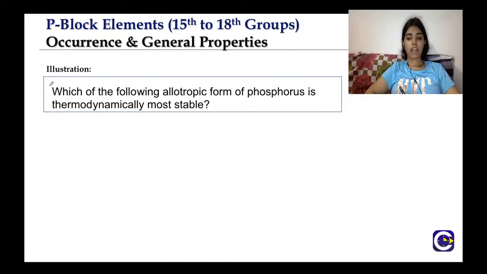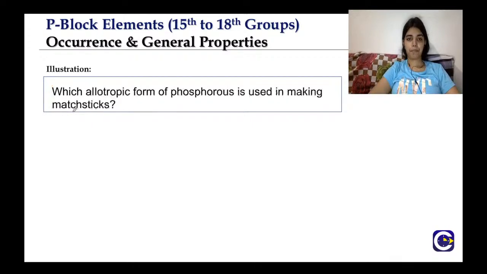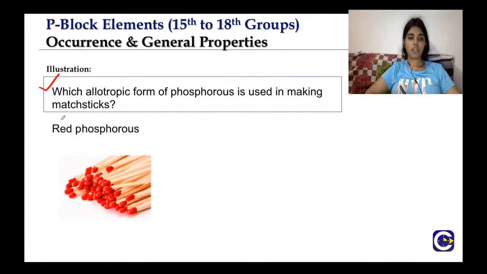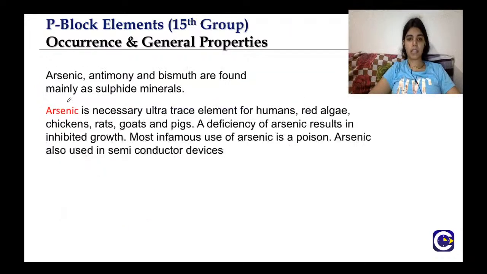Which of the following allotropic forms of phosphorus is thermodynamically more stable? We have already done that: black phosphorus is thermodynamically more stable because it does not decompose up to a greater temperature upon heating. Which allotropic form of phosphorus is used in making matchsticks? Amongst white, red and black phosphorus, red phosphorus is used in making matchsticks.